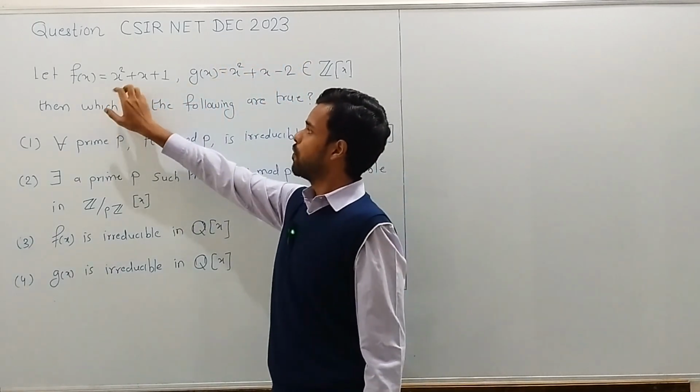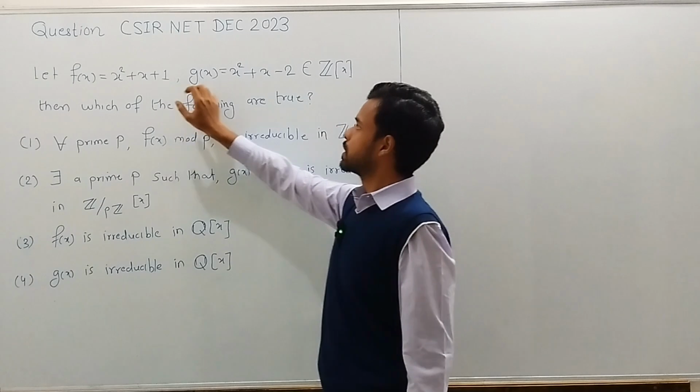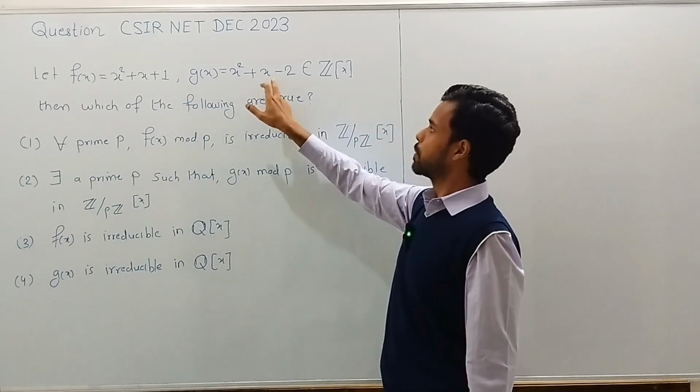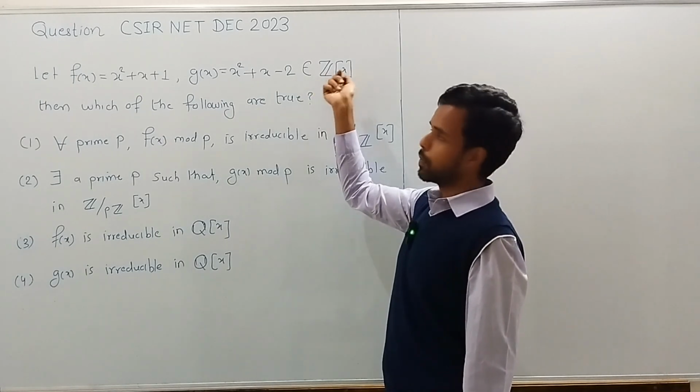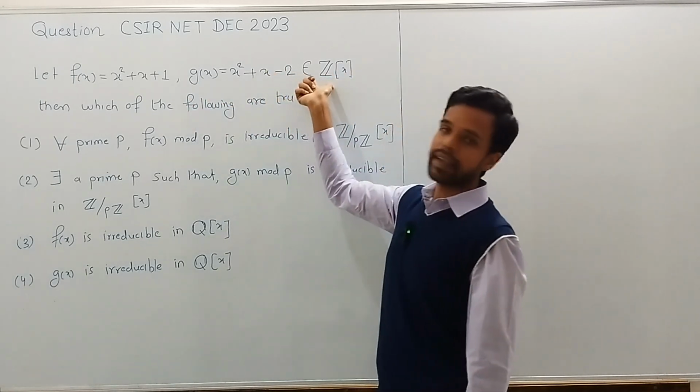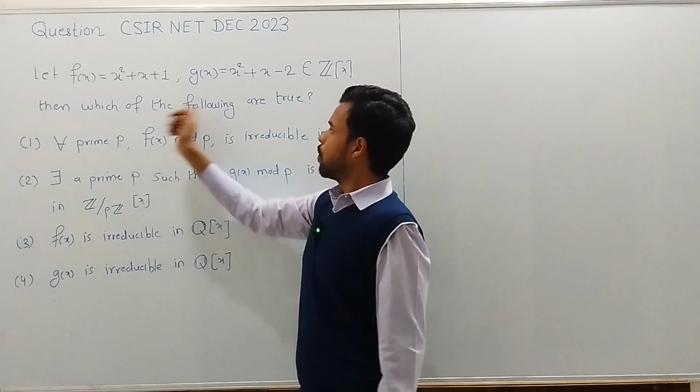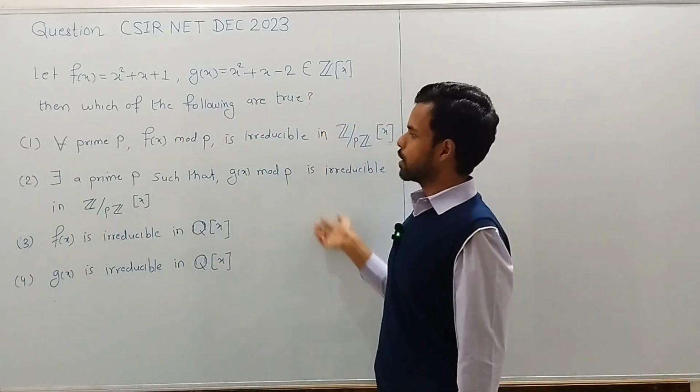Hello everyone, I'm Akash. In today's video, we will solve a question from the recent CSIR NET December 2023 exam. The question is that f(x) is the polynomial x² + x + 1 and g(x) is the polynomial x² + x − 2. Clearly both belong to the polynomial ring Z[x] because their coefficients are integers. Then which of the following are true? These are the given options.